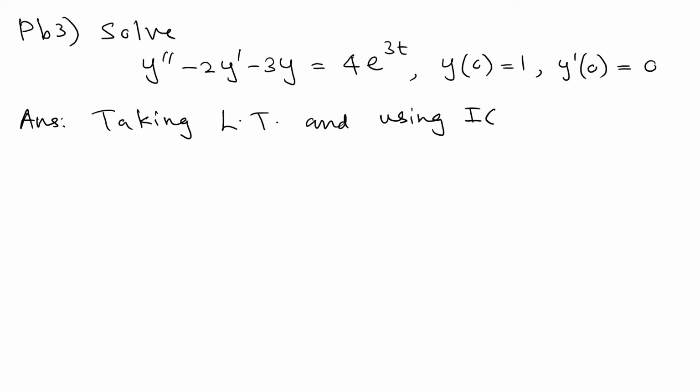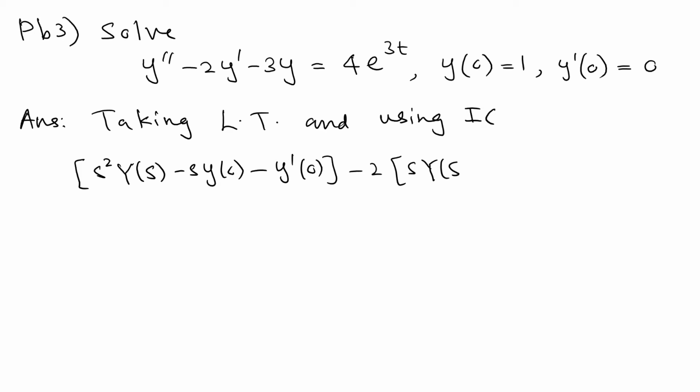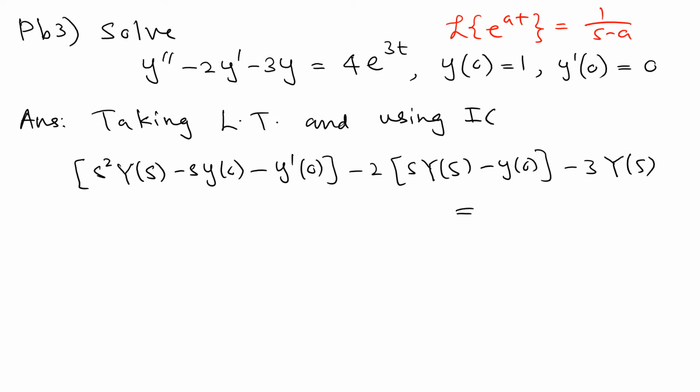So we have the first term, s squared Y(s) minus s y(0) minus y prime (0), and then the next two terms, so it is -2, we have s Y(s) minus y(0), and the third term, which is -3 Y(s). On the other side, you can see that there's the e to the at function, so we can use the property here. So we know that the Laplace transform of e to the at equals 1 over s minus a. So because of that, you can write this one as 4 over s minus 2.